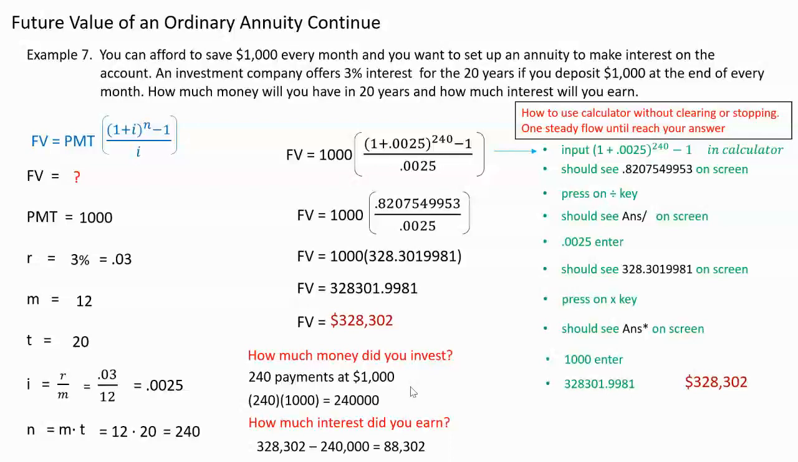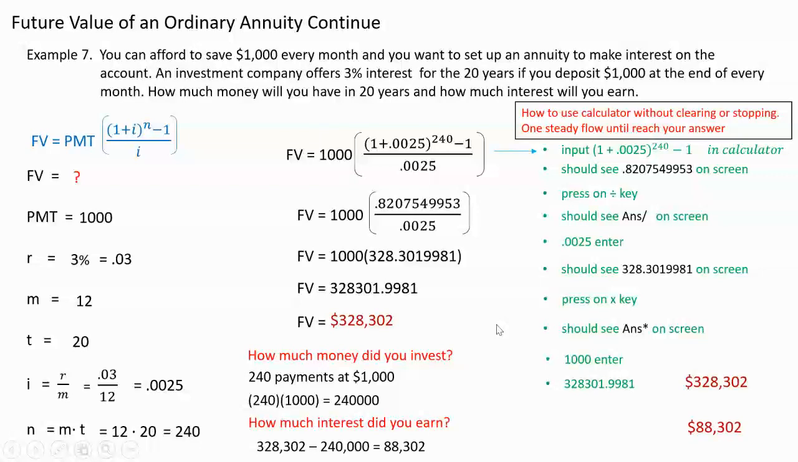You don't have to leave it for 20 years. You can leave it for 10. You can leave it for 5. You can leave it as much as the bank permits you. Okay, but this is not a bad investment, making $88,302 after 20 years.